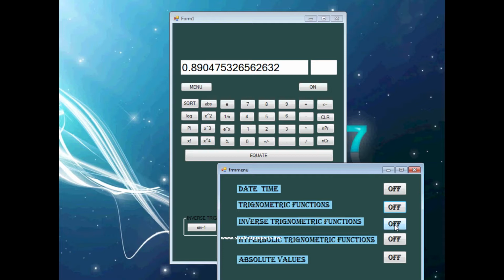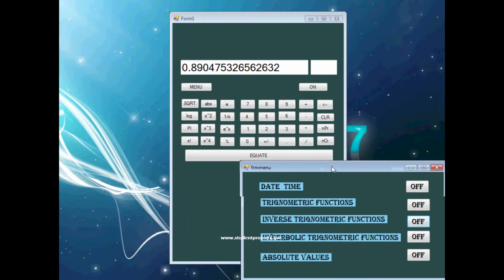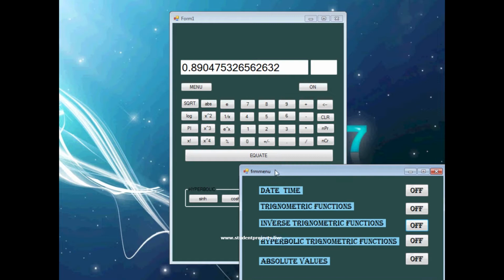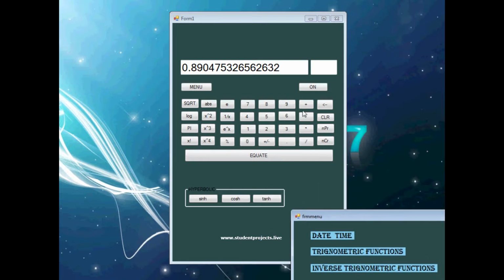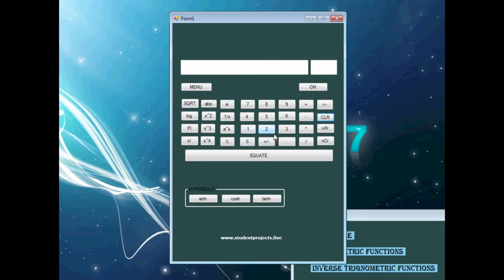Let us off inverse trigonometric functions and let us use hyperbolic trigonometric functions. So here you have sin h, cos h and tan h. These are the three hyperbolic trigonometric functions which give the exponential values here. So we have found cos h, now let us find tan h. It is 1.7845, tan h will give the value 0.7375, so on the number.